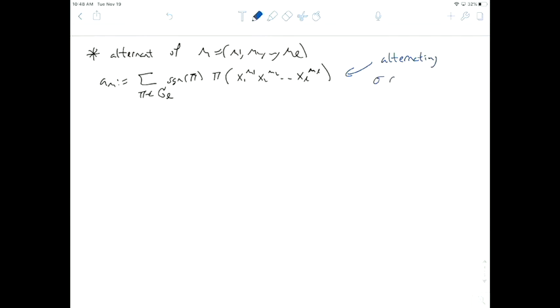So basically, if you apply a permutation to this, you're not going to get a mu. You're going to get the sign of this times a mu. So it's not symmetric. It's alternating. But this sum should remind you of something. It looks like a determinant. So this is really just the determinant of a matrix x_i to the mu_j.